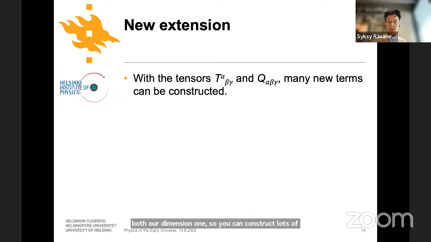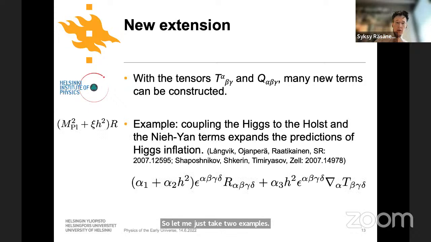So let me just take two examples. Many have been discussed in the literature. Let's consider the Holst term and the Nieh-Yan term, which can be motivated by loop quantum gravity, where they appear. They're included in the action, but you can also just think of them from the point of view of effective field theory.